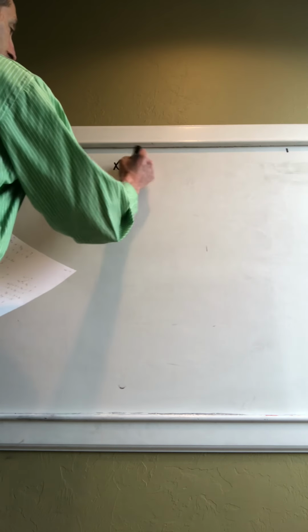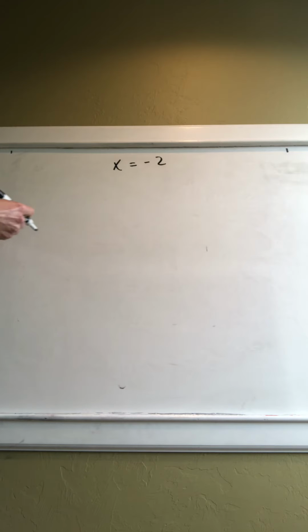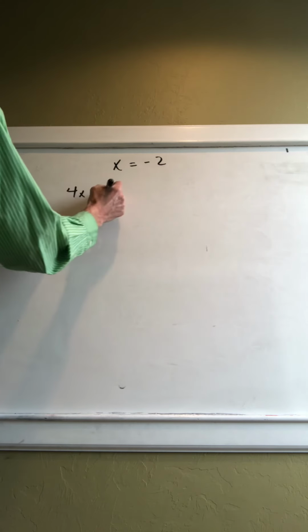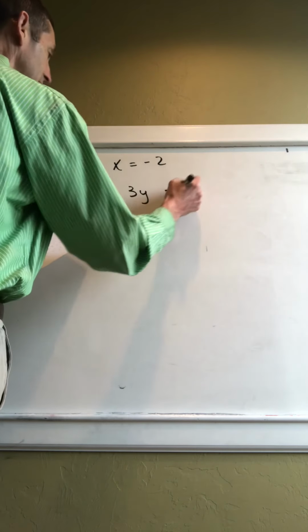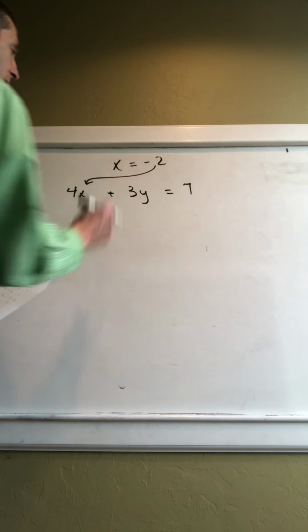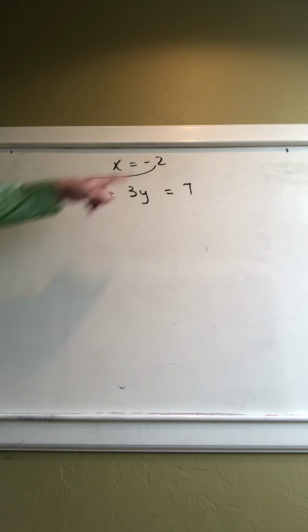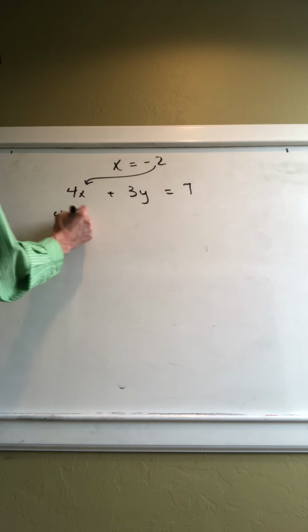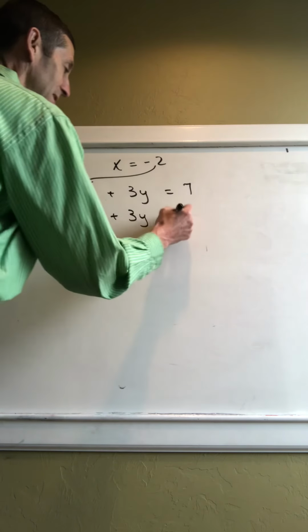Okay, let's plug back in. So we had x equals negative 2. Let's plug back into that top equation, 4x plus 3y equals 7. We just solved for x, it's negative 2. We can plug that back in.